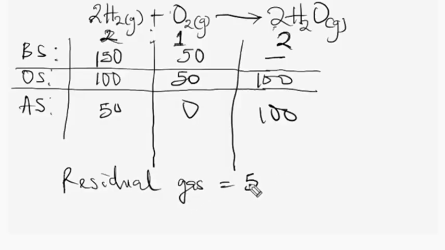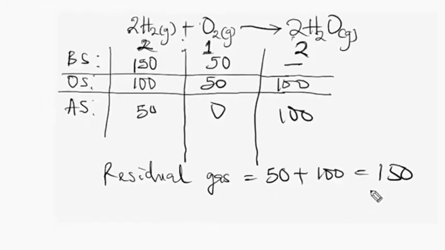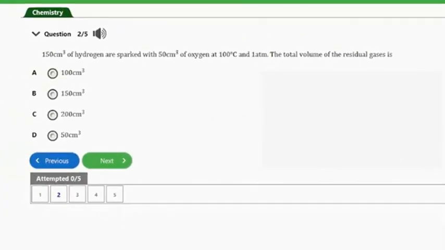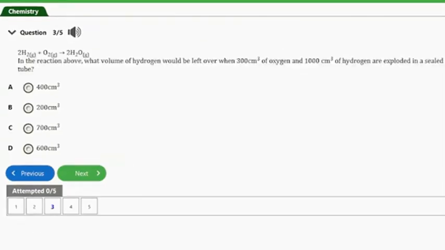That's 50 plus 100, and guys, that's 150. So guys, that's the answer to this question, and that's option B. So let's go ahead and wipe this, and then let's consider the next question. So guys, the next question here is question number 3.